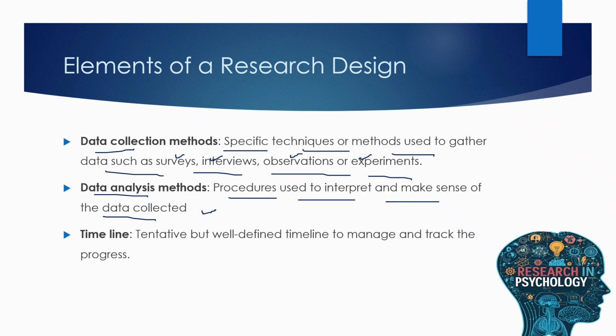Then we need to have the timeline. That's another important element of the research design. This is the tentative but well-defined timeline to manage and track the progress, which means how much time do you need for the first step to complete, how much time do you need for the second step to complete. You need to have an accurate idea of how much time you could take, and then also you need some time in case something goes wrong or you're not able to finish on time, so you will give a grace period also. So together you will have a tentative idea about how much time you would take to complete the whole research. So timelines are also an important aspect of research design.